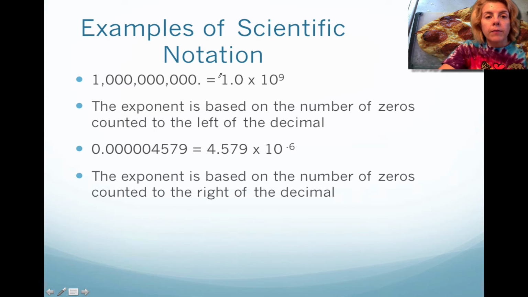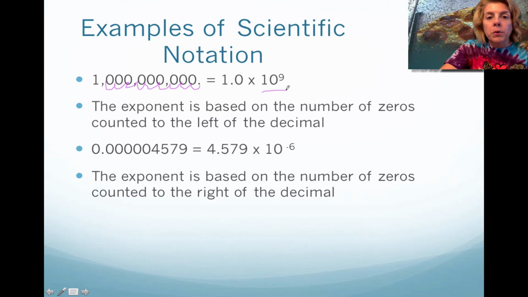And here we have 1 billion. So in order to get the scientific notation, I'm going to count to the left of the decimal. And I've got 1, 2, 3, 4, 5, 6, 7, 8, 9 places. So notice for the exponent, I used the number 9 to describe how many times I moved the decimal. And I put the decimal right after the non-zero number. We can go the other direction.